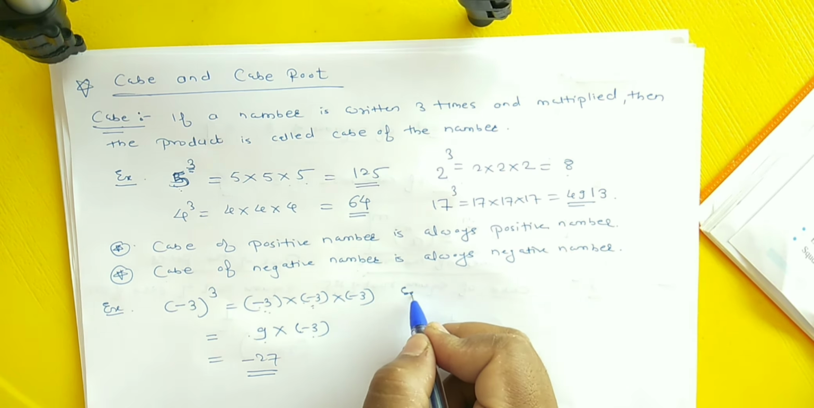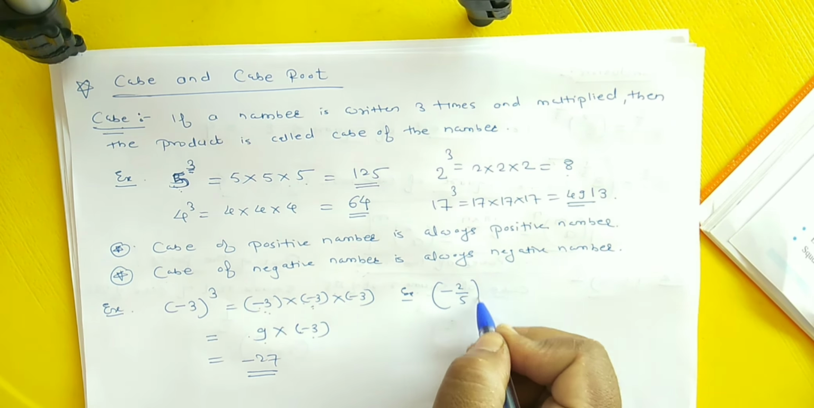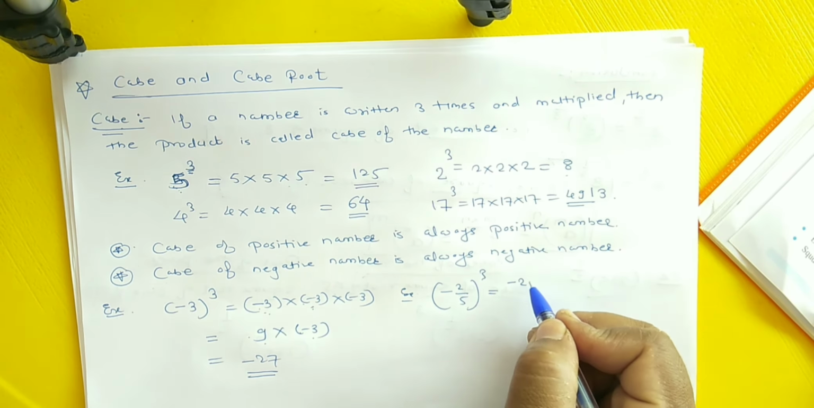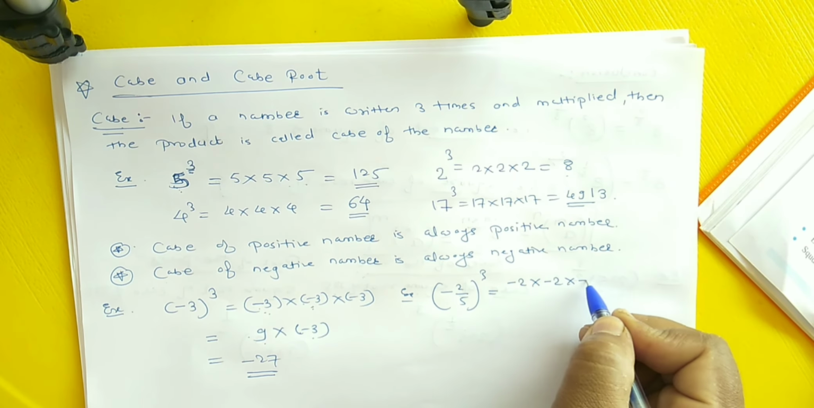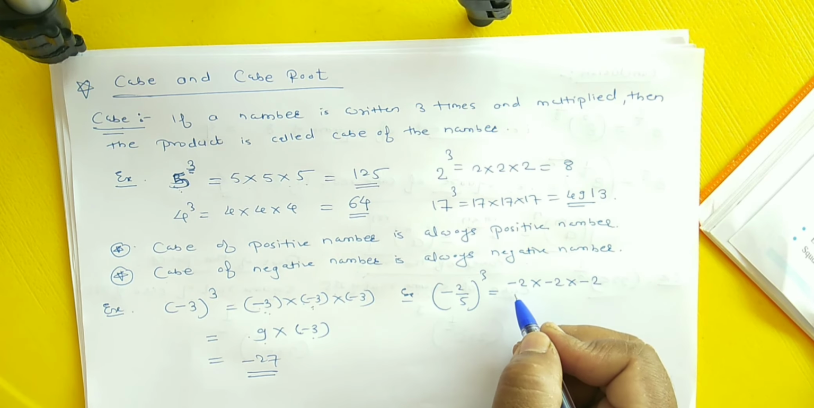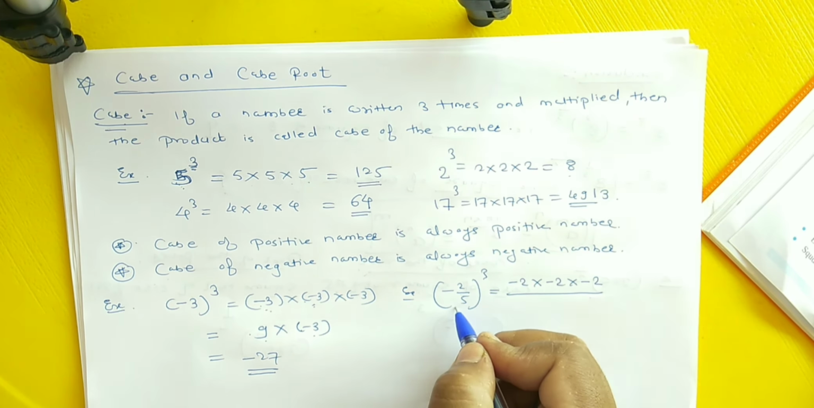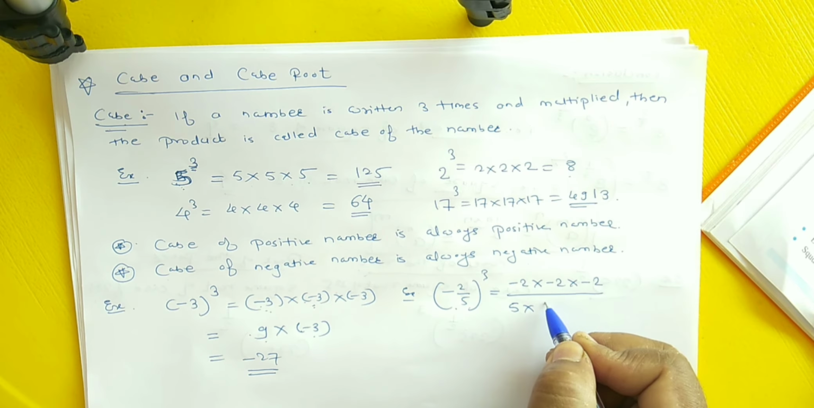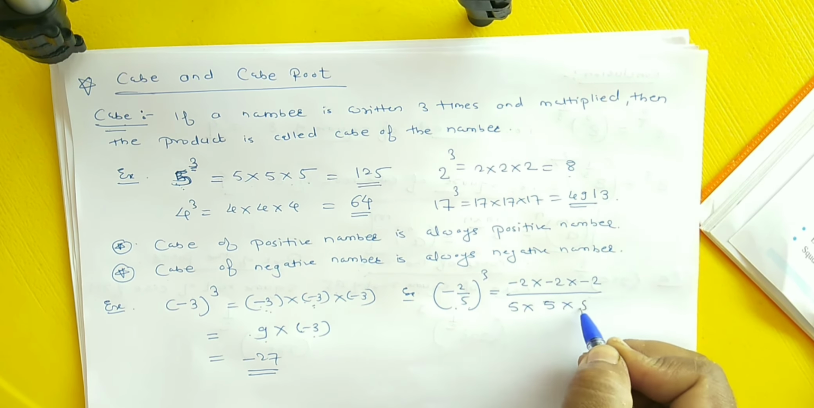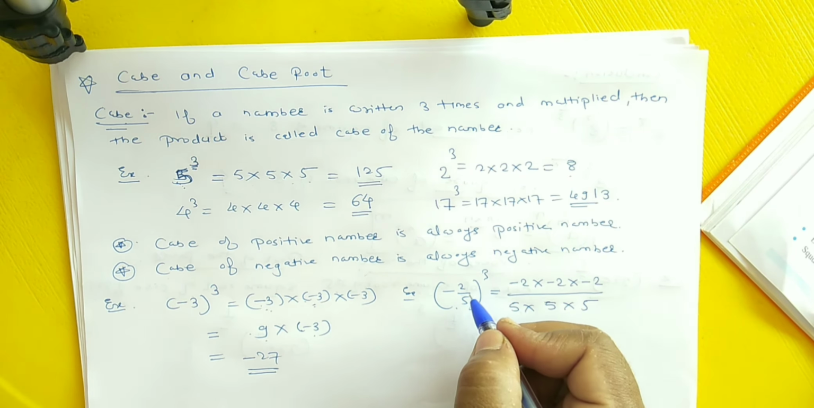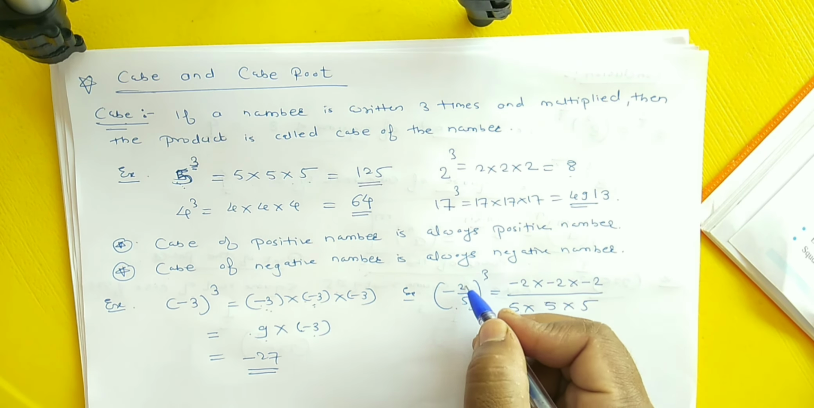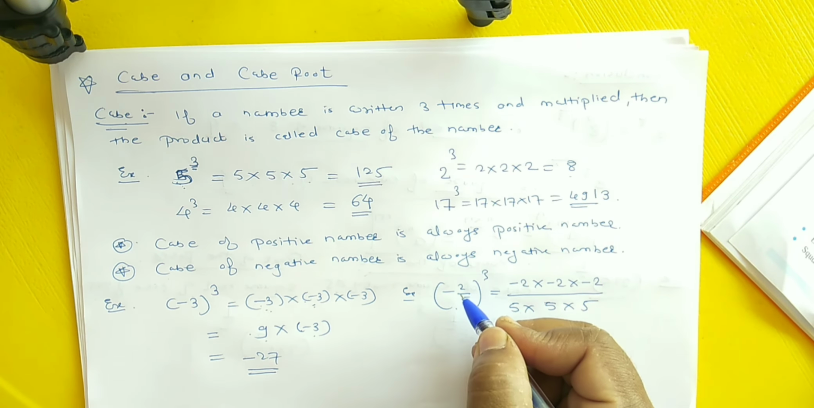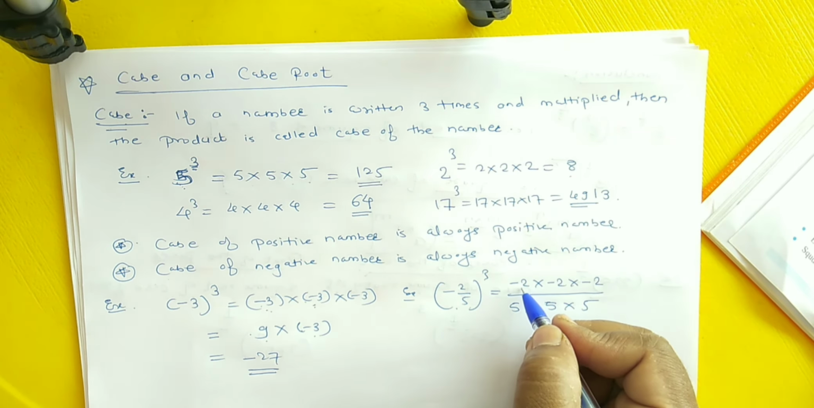Suppose the second example, the cube of -2 by 5. Here again the numerator is -2, so write the numerator -2 into -2 into -2, because it is multiplied 3 times. And the denominator 5 into 5 into 5, because we already studied that whenever a negative rational number such as -2 by 5 comes, the sign is always considered as belonging to the numerator.